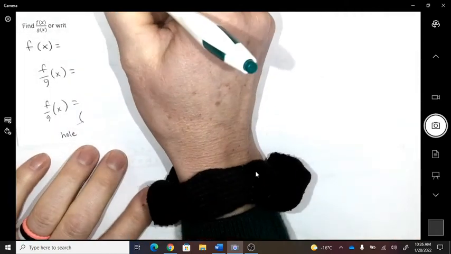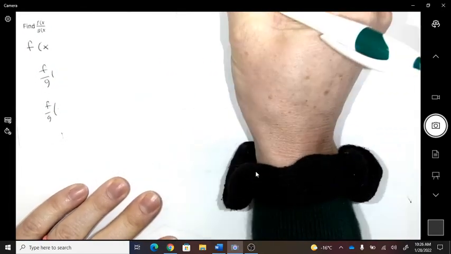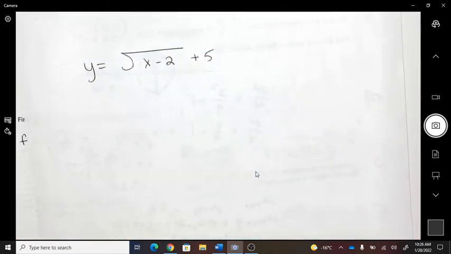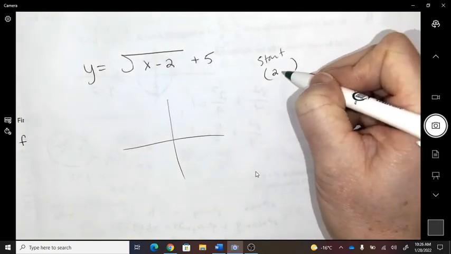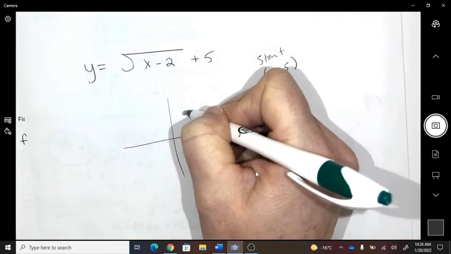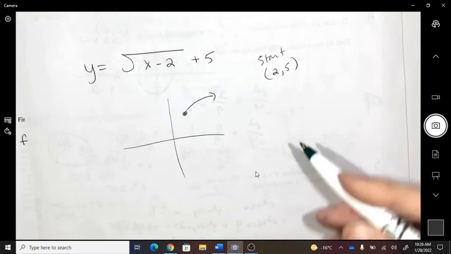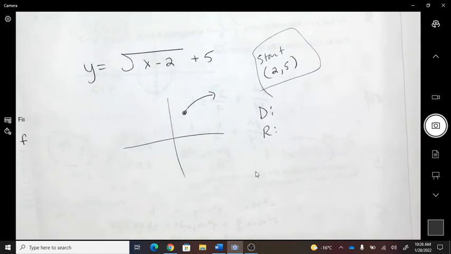And radicals. Just to recap with radicals here, what do you know about this radical? Where does it start? Give me the starting point, location. Which coordinate do you start from? Positive 2, positive 5? And it goes that way? Okay, so remember the transformations, because I'm going to probably ask for some domains and ranges.